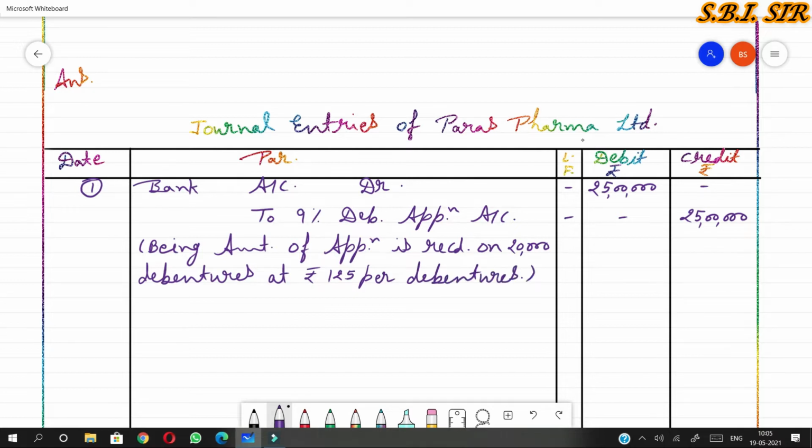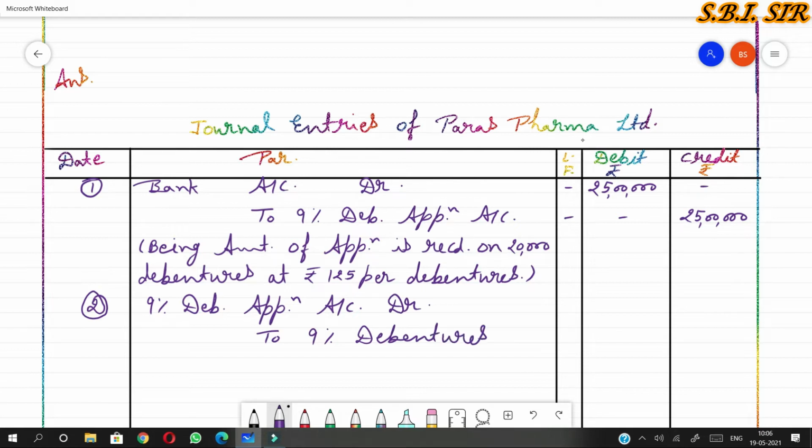Now this amount will be transferred to the debenture account. Then the entry will be 9% debenture application account debit to 9% debentures account, ₹25 lakh.